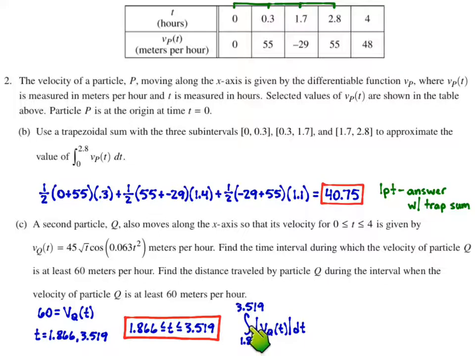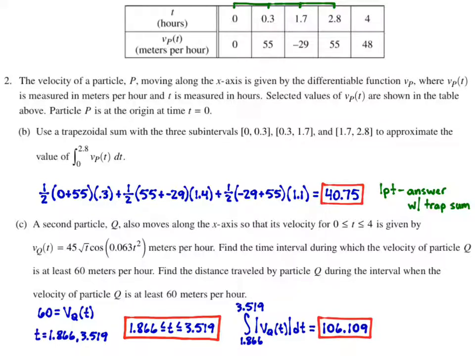Now I do want to note that in this particular case you didn't need the absolute values because the velocity is always positive in this interval, because the velocity is always above 60. So the total distance traveled and the distance traveled in this case will be the same.